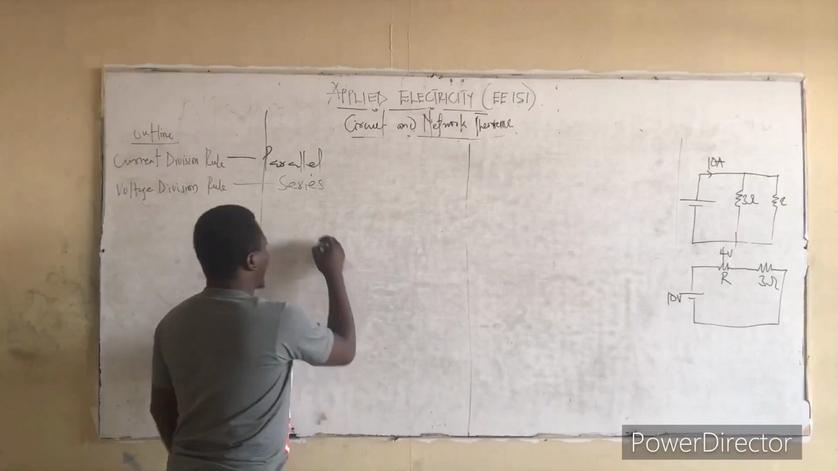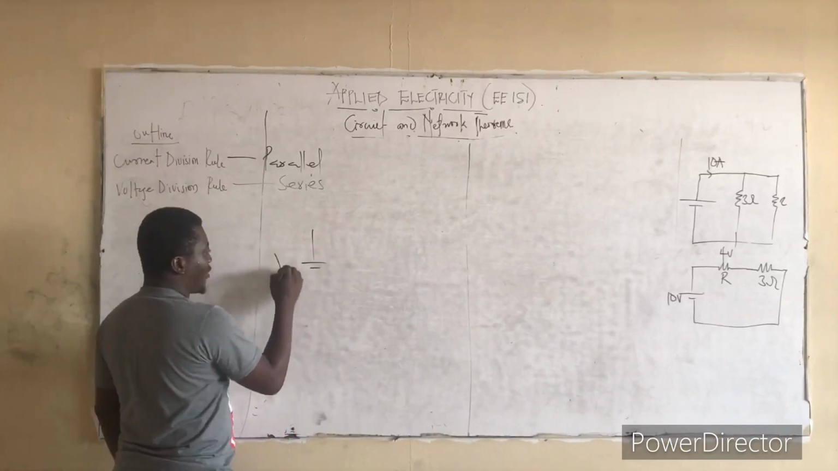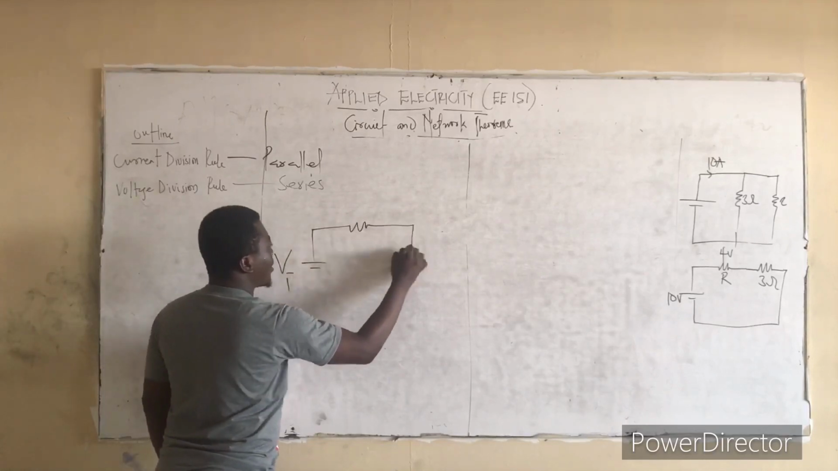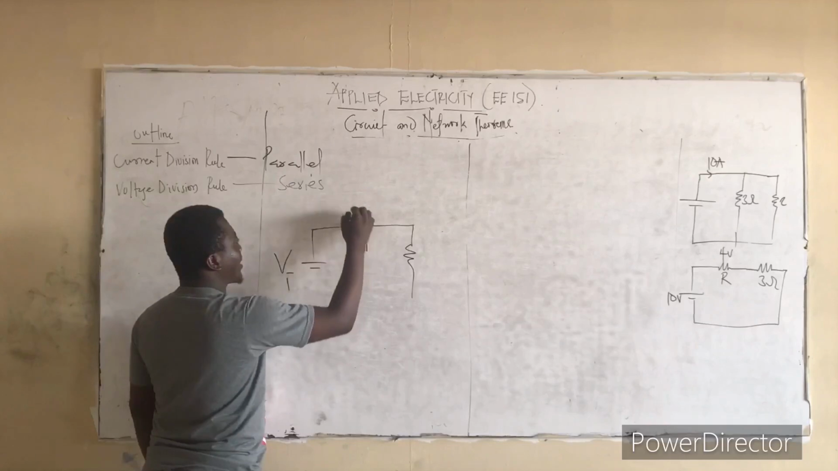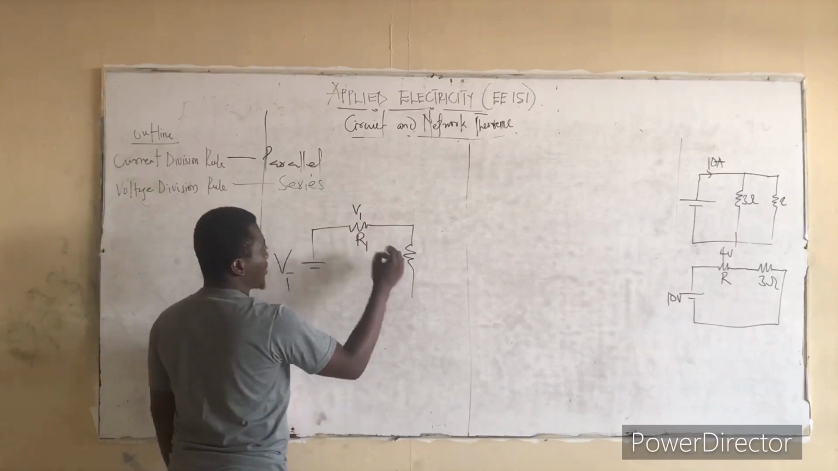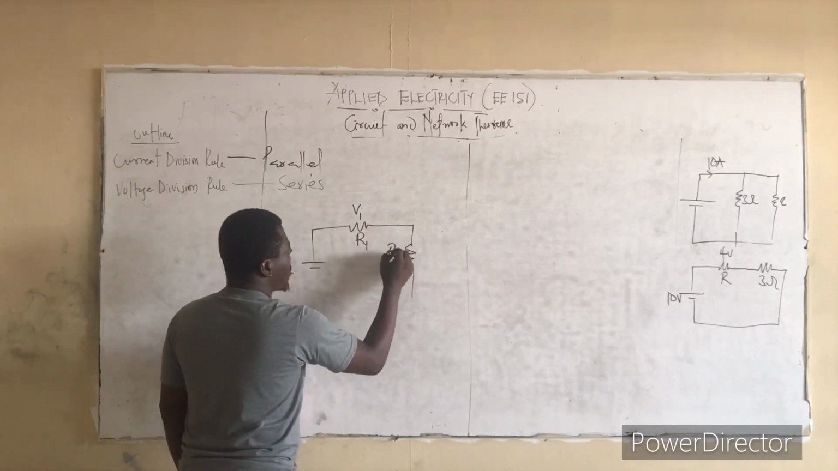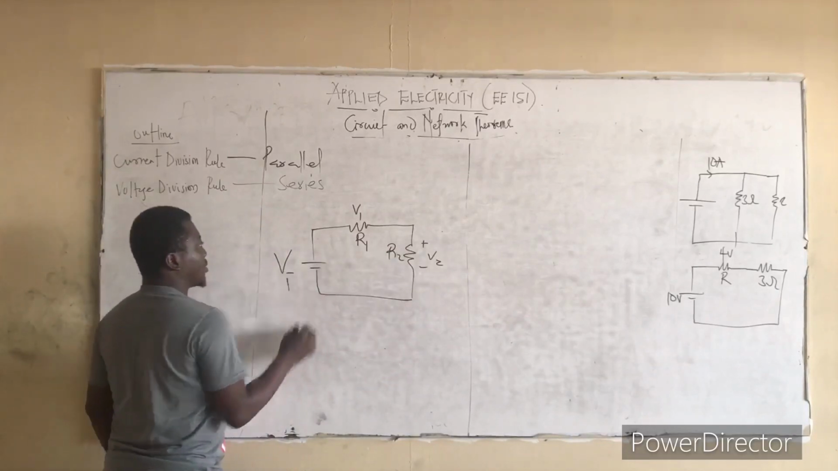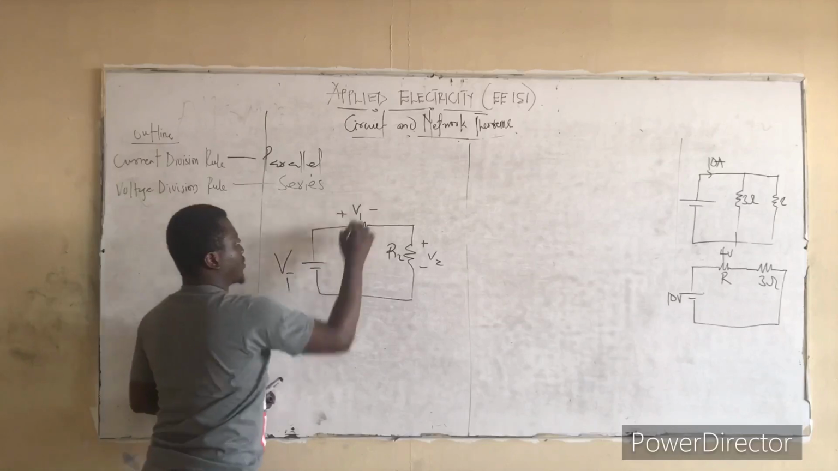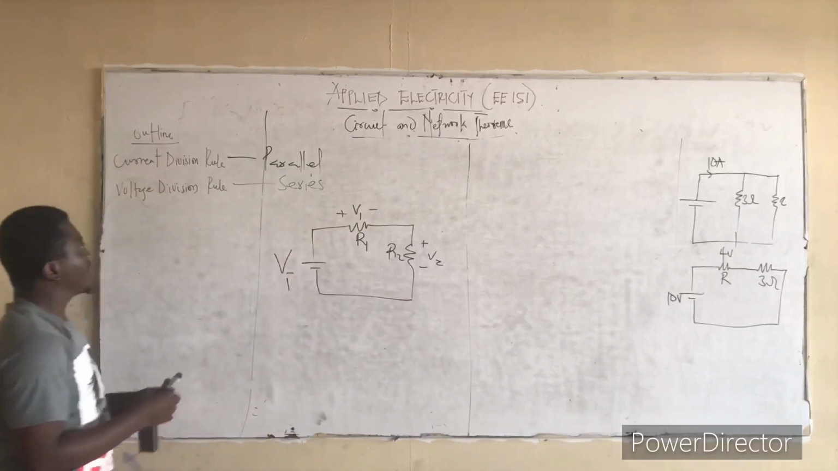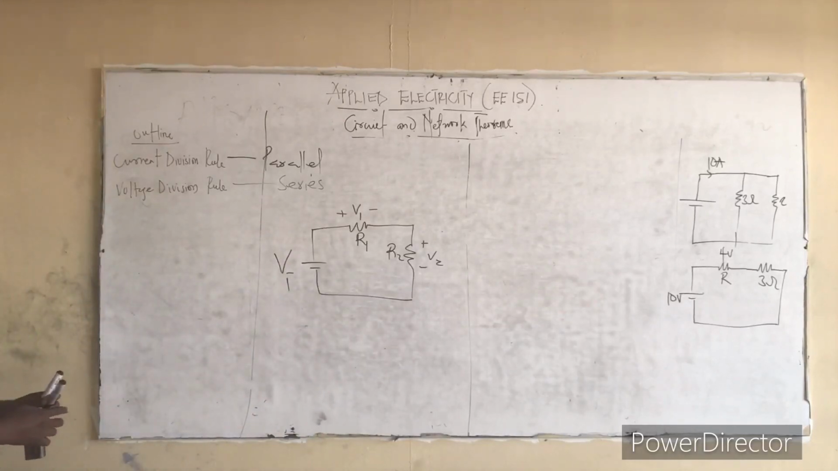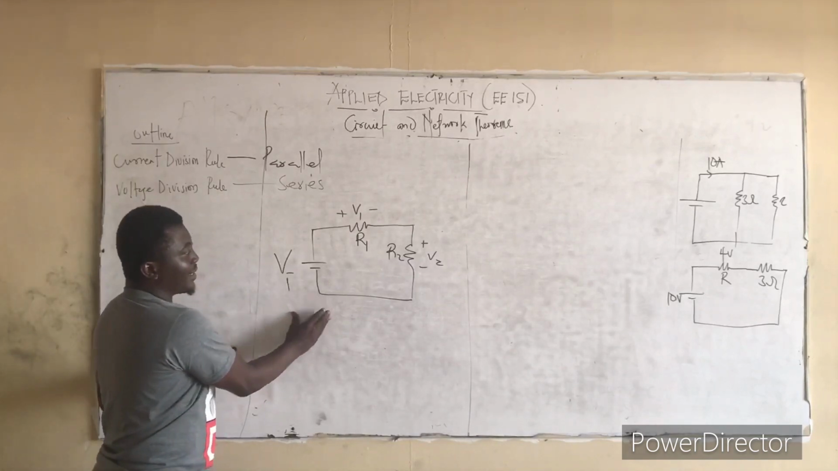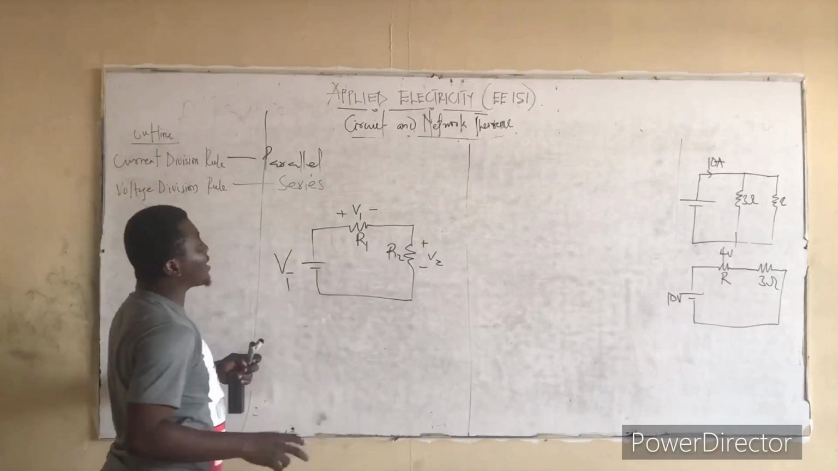So, for example, if you have a voltage VT, and you have resistor 1, R1, and the voltage across it is V1, and R2, and the voltage across it is V2. Then, if you have this circuit, you can see that the resistors are in series.